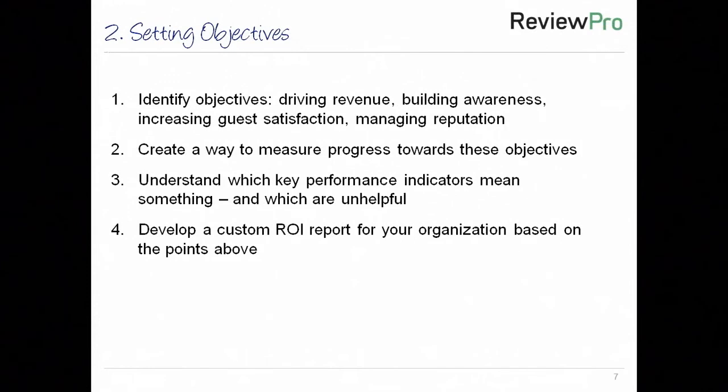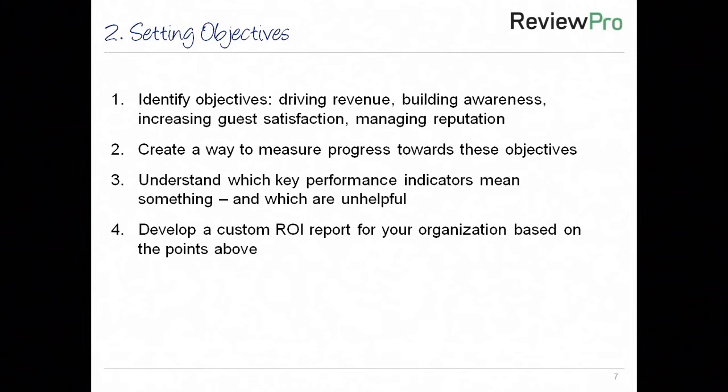And setting objectives is really a prerequisite for calculating ROI. Because first, of course, you need to identify what your objective is for these programs. You know, it may be driving revenue, it may be building awareness, might be increasing guest satisfaction, maybe it's managing reputation. Most likely it's going to be a mix of each of these, but the more specific you can be, the better.